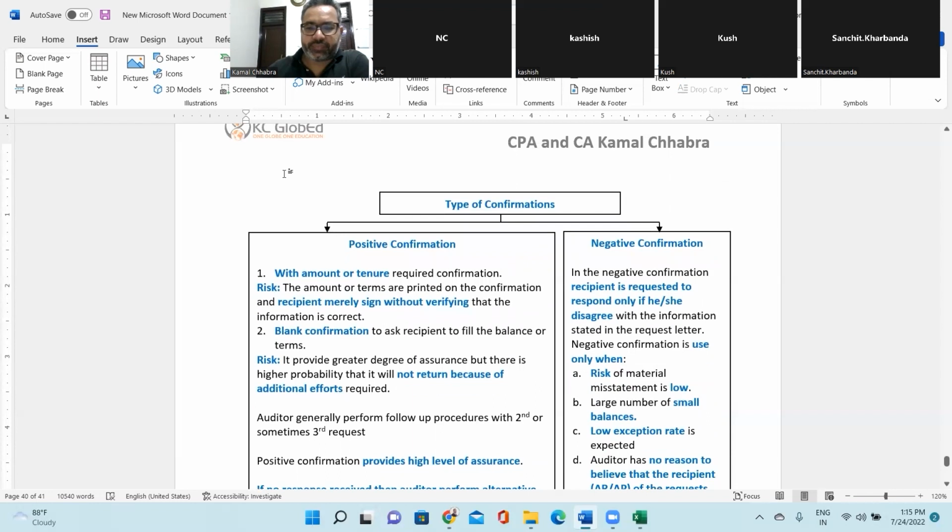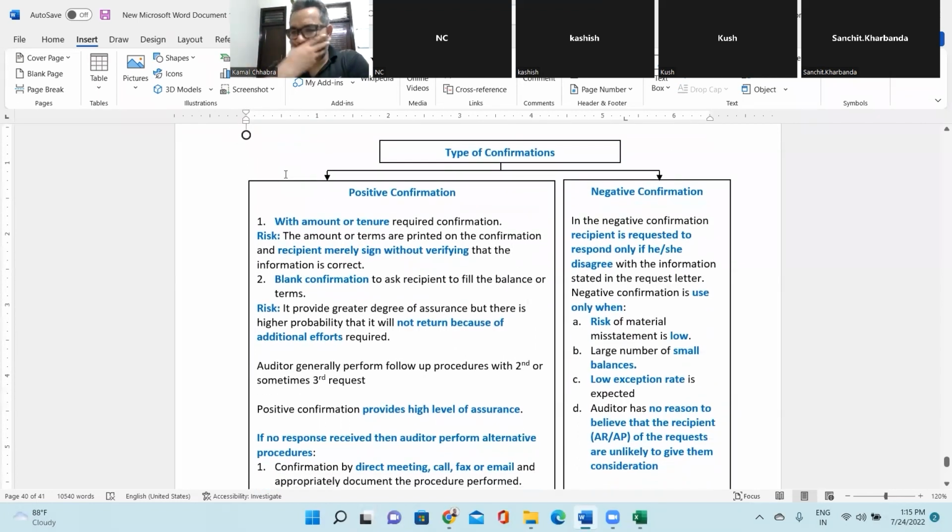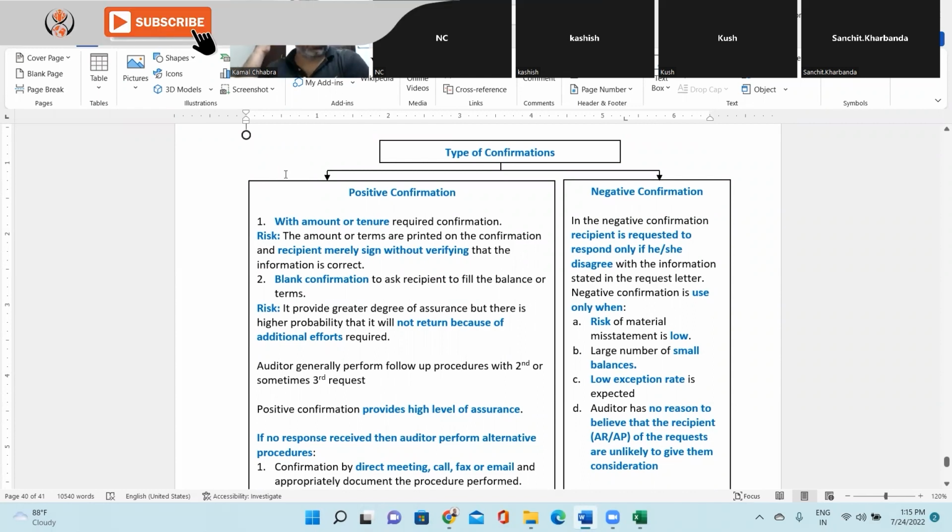Any rough idea? In the positive confirmation, we ask them to confirm back the balance. In the negative confirmation, we say that if you disagree with this, then you just let us know. The only problem with negative is that if we send out a negative confirmation and we are not getting a confirmation back, that doesn't mean that the customer is agreeing to that balance.